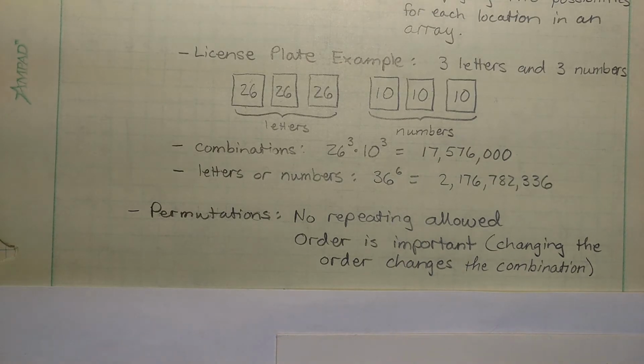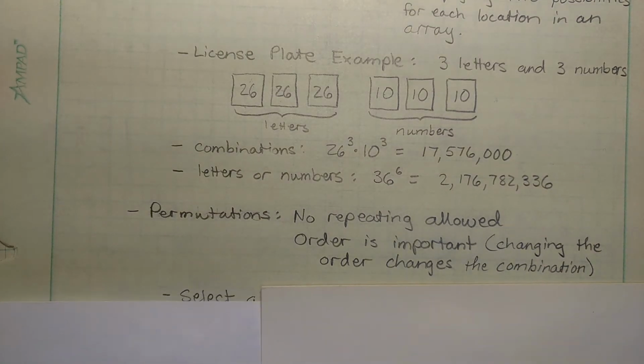Sometimes order isn't important, like in a poker hand or a card hand. It doesn't matter what order the cards are in because you can move them however you want to. But in other things, order is important. For instance, in a license plate, it does make a difference whether it would be ABC or whether it would be CBA. Those are different combinations.